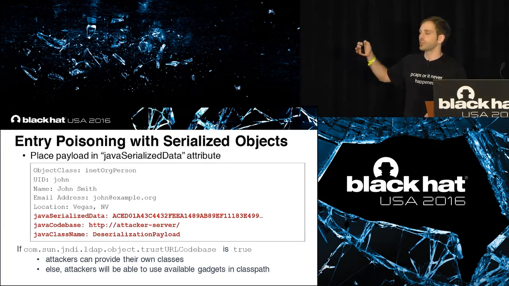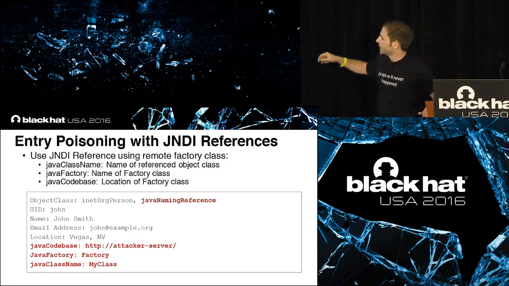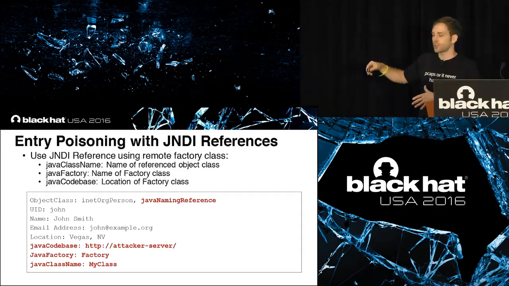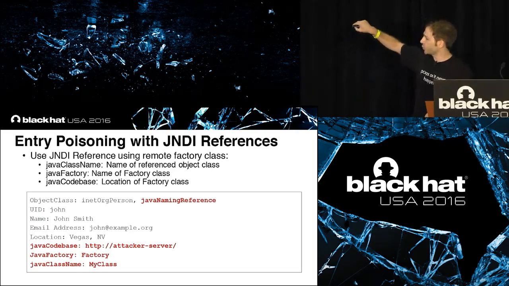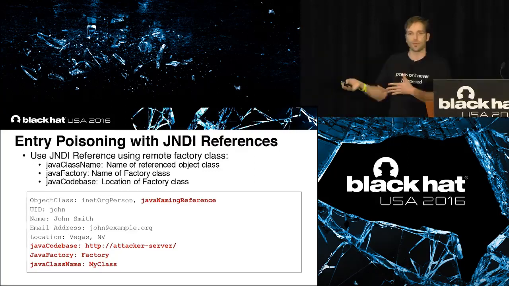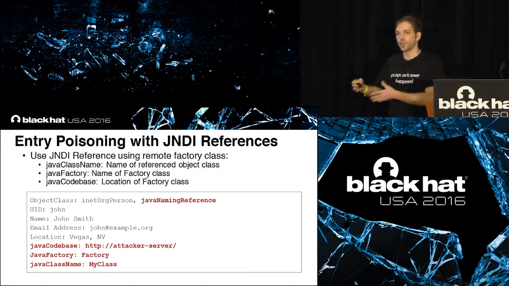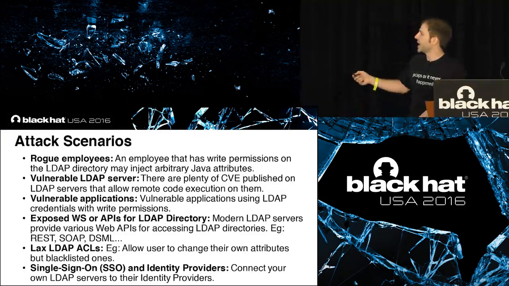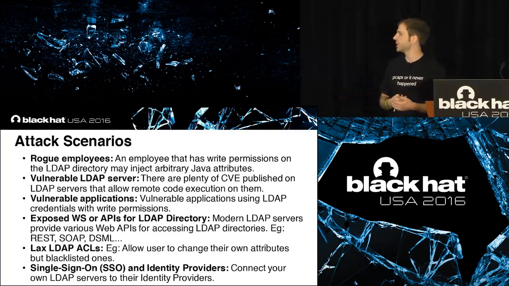But normally attackers won't use this attack vector because using JNDI references is much simpler. So to poison an entry with a JNDI reference, all that the attacker needs to do is add this Java naming reference value to the object class attribute, and then add this Java code base, Java factory, and Java class name. Those are the same ones that we defined in the RMI vector. So this is the way that the attackers can actually perform the poisoning of the entries, but how can they actually get the access to compromise or to poison an entry in the first place?